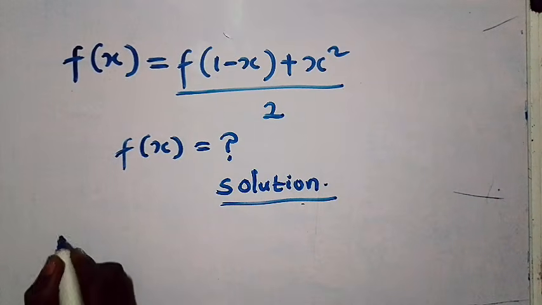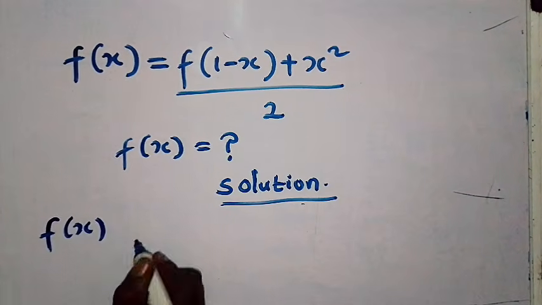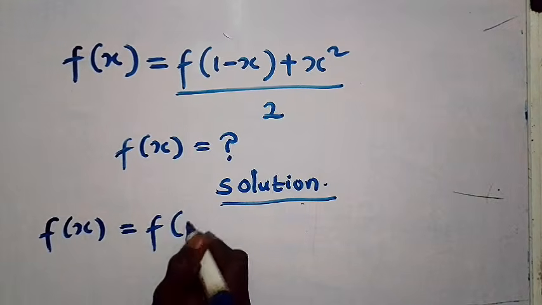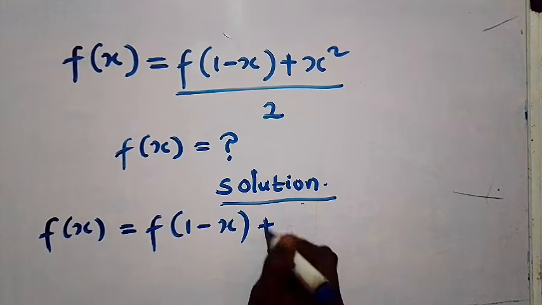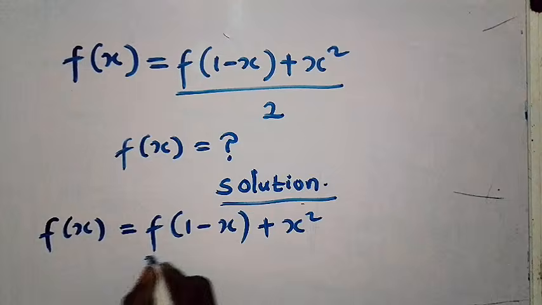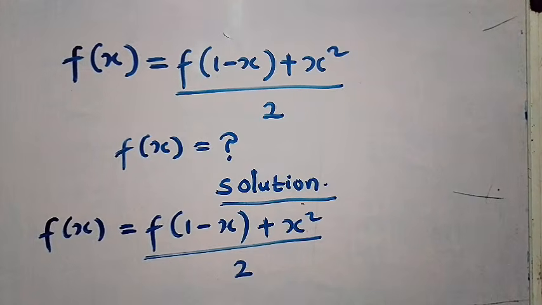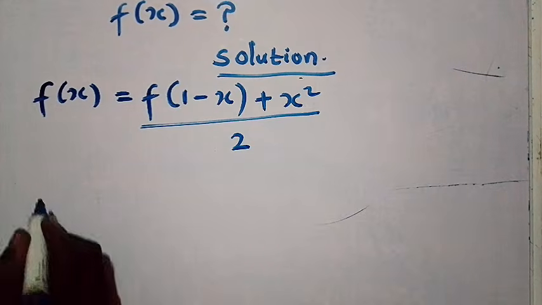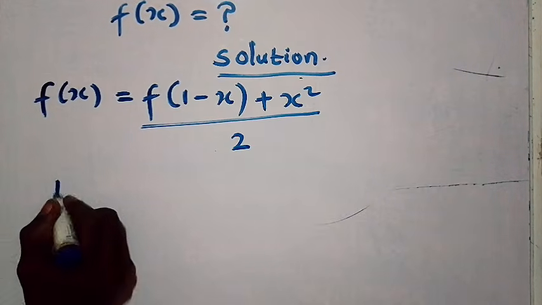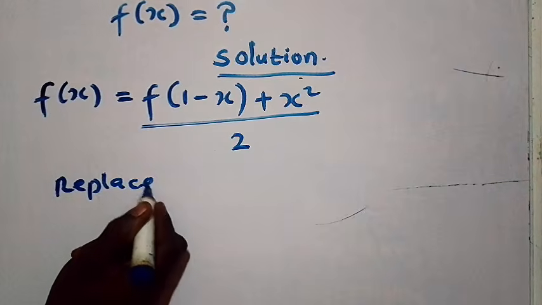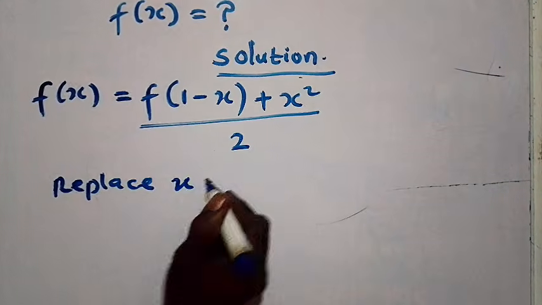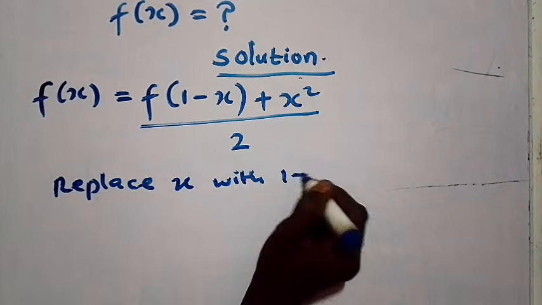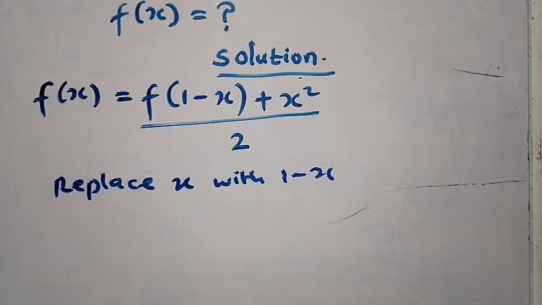By writing out the question, f of x equals f of 1 minus x plus x squared, all divided by 2. The first thing we need to do is replace x with 1 minus x. You know, we said it's a transformed argument. So replace x with 1 minus x.